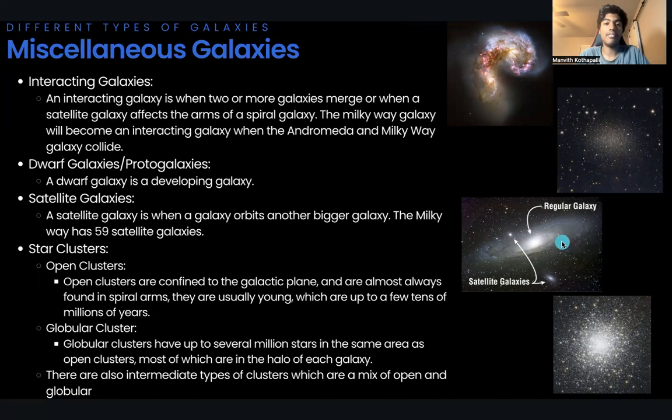A dwarf galaxy is a developing galaxy. A satellite galaxy is when a galaxy orbits another bigger galaxy. The Milky Way has 59 satellite galaxies.